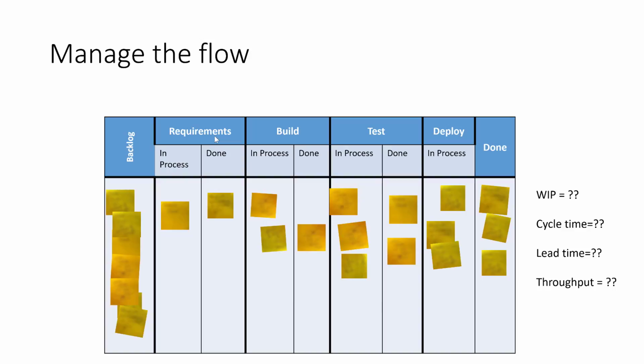Okay, what does manage the flow mean? Well, it means let's pay attention to how things flow through the system and tweak it, right? And to do that, there are a lot of different measures. And this is where Kanban starts to get a little bit complicated, so stay with me. WIP is a term called work in process. Well, I have definitions on the next page. So you want to track WIP, cycle time, lead time, and throughput in order to manage the flow.